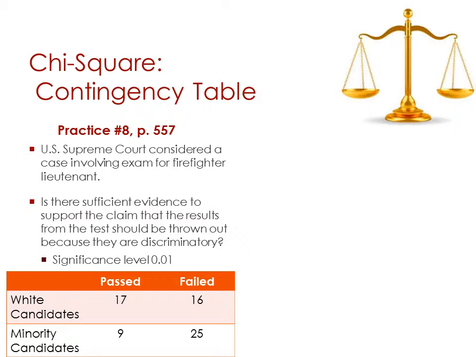So here we are looking at a case that is examining systematic discrimination. They're putting forward the claim that the results from the test should be thrown out. They should not be used for making assessments for promotion to firefighter lieutenant because they are discriminatory. And we can see here the data they're working with. If we're looking at this data, we can see that definitely fewer minority candidates passed than white candidates, and they have a high rate of failing compared to white candidates.